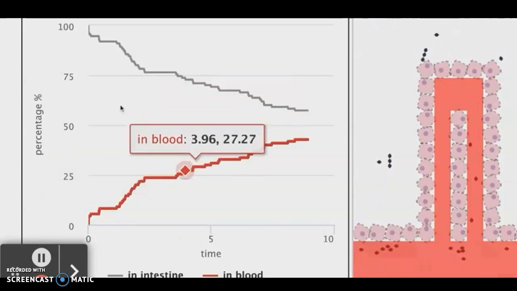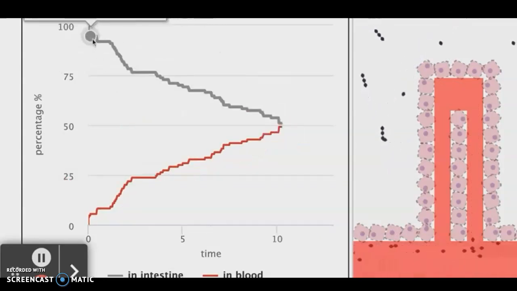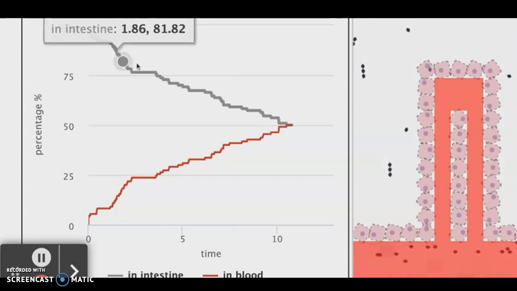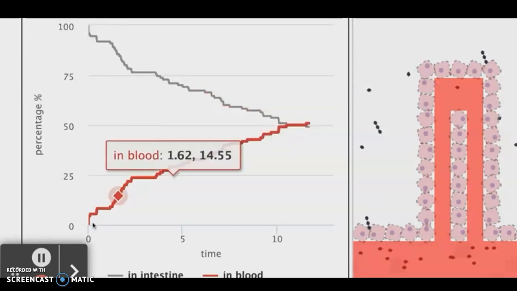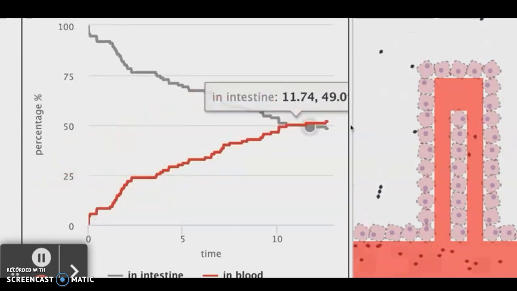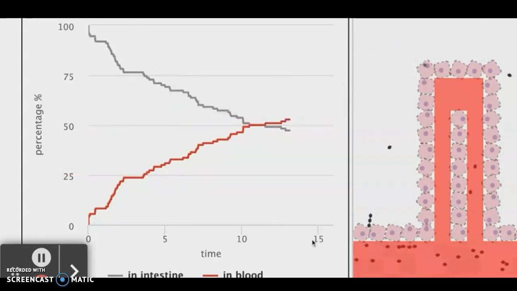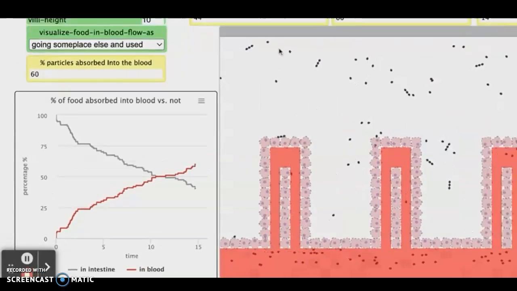So what this is showing us is that over time, if the villi are at full height, the amount of food that's in the small intestine is going down, but the amount of food that's going into the bloodstream is going up. And this is healthy. This is exactly what is supposed to be happening in order for glucose to get around the body and provide all of our cells with that quick burst of energy.